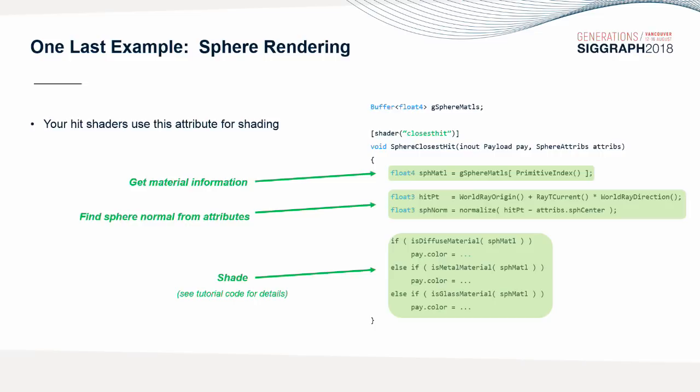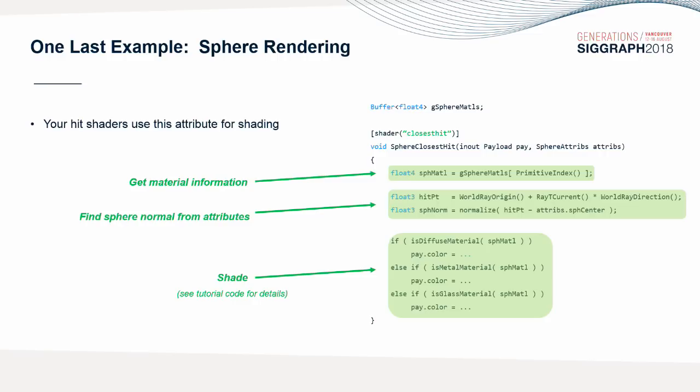And then for shading, it's also pretty simple. I get the information about the material of this sphere. I compute the normal, and I do this by finding the hit point on the sphere minus the center, which is why I pass that to the attributes, and normalize that.